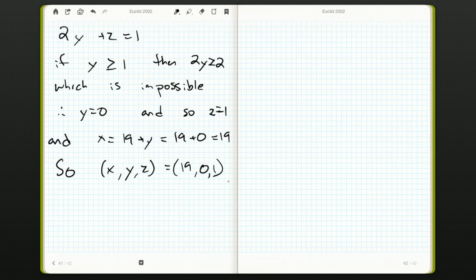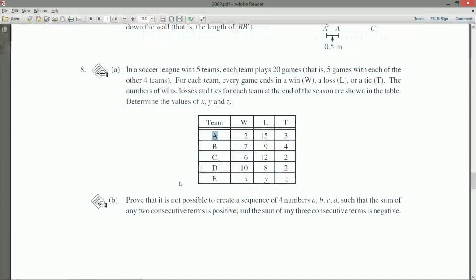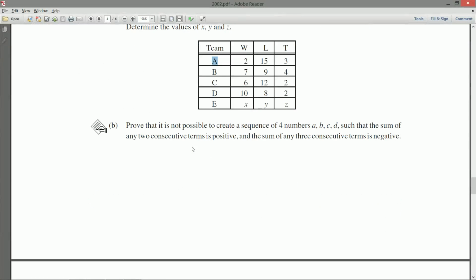Okay. So we've got our X, Y, and Z, and we justified everything. We justified that first equation where they're all equal to 20. We justified why the win column has to equal the loss column. We didn't even have to worry about the tie column. Okay. So B part.